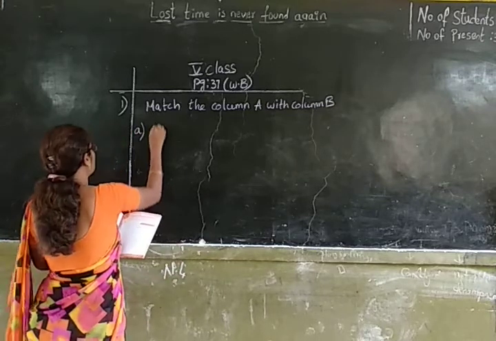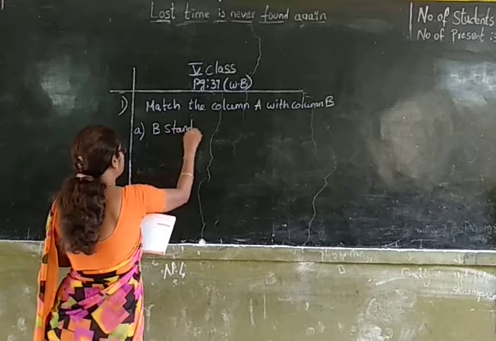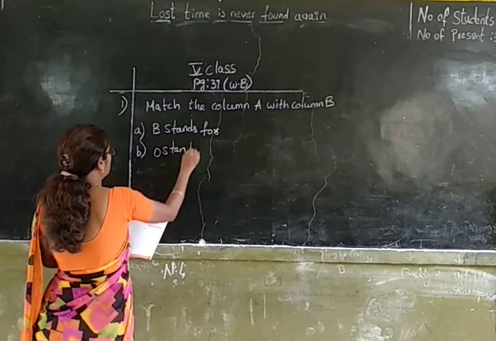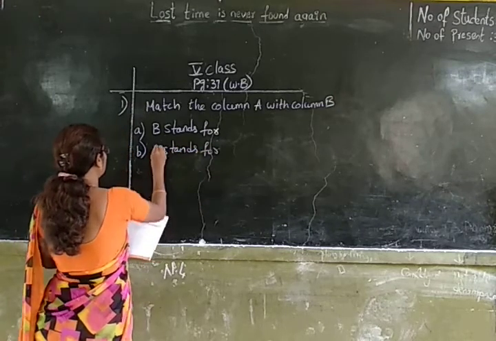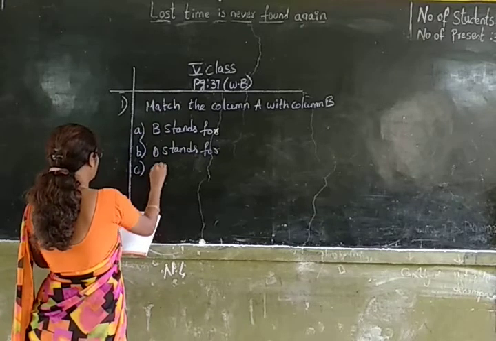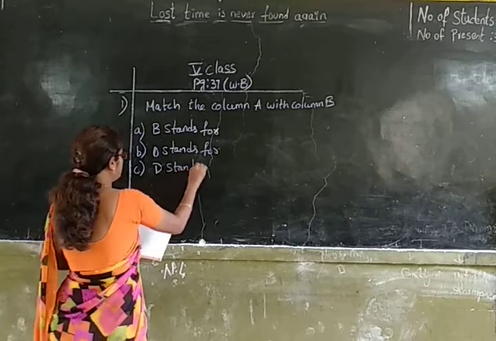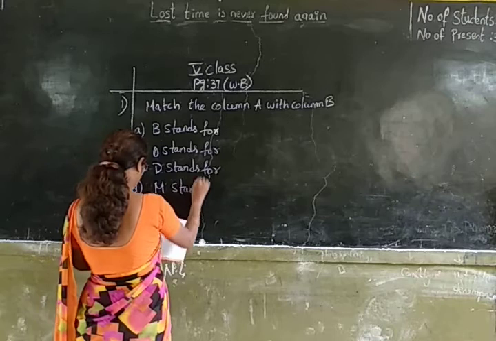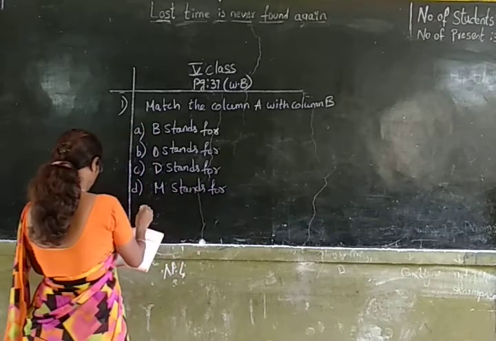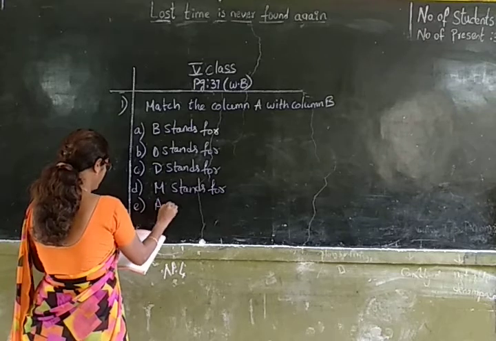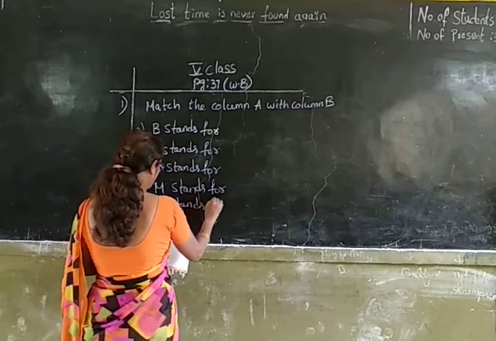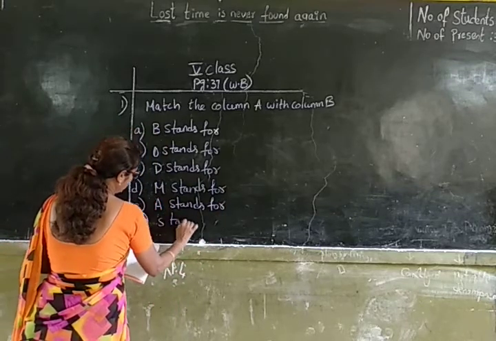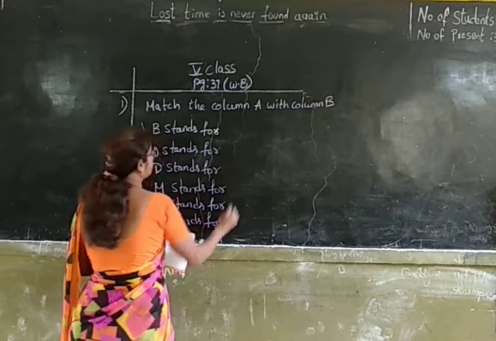So the first question is, B stands for... And the second one, O stands for... And the third one, D stands for... And the fourth one, M stands for... And A stands for... And the last one, S stands for... Okay.